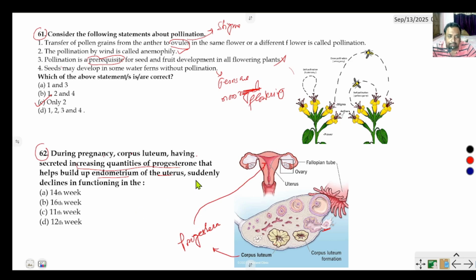Then it suddenly declines in function, but after 12 weeks, when the placenta is properly formed in the uterus, the placenta acts as an endocrine gland and produces sufficient amounts of human chorionic gonadotropin and also progesterone. So the function of the corpus luteum becomes reduced. It is 12 weeks.